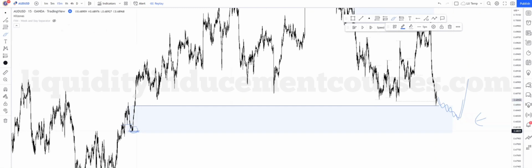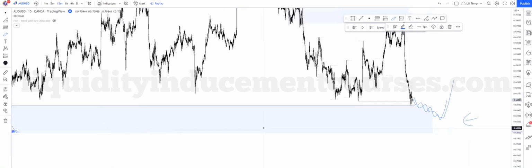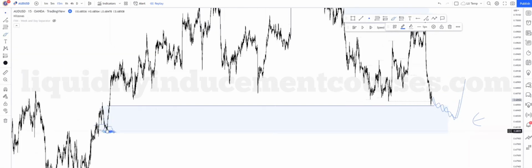As long as this low is being held, we're still bullish for the day. If it breaks, then it just invalidates the entire bias that we have in mind, right? So remember, a strong low should not be broken in this case. So that's that. Just a quick reminder on that.